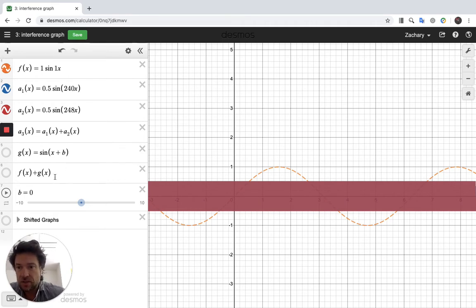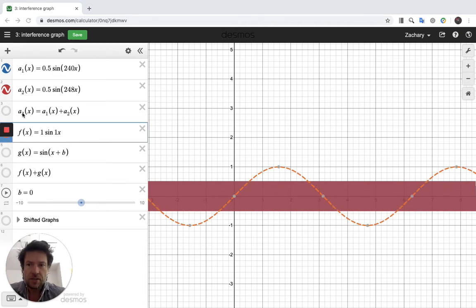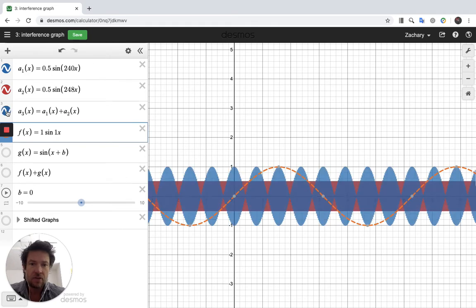But here's where things get interesting. When we combine these two graphs together, we get a unique result. Here we can see on this line in Desmos that my A3 function is going to be equal to the sum of A1 and A2. In other words, combining this and this function together. And when I reveal that on the graph, what you see is this pulsing behavior, and I get that offsetting wobbling tone that we were hearing in Audacity.